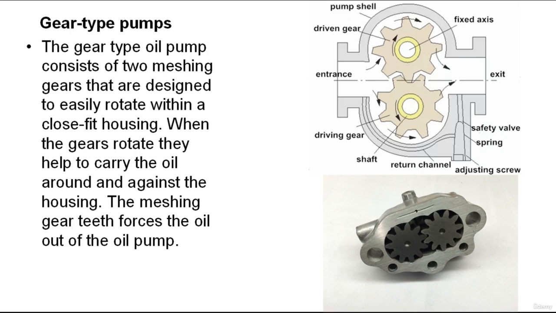So the rotor type moves a greater volume of oil than the gear type because the space in the open loop of the outer rotor is greater than the space between the teeth of the gears of a gear type pump.